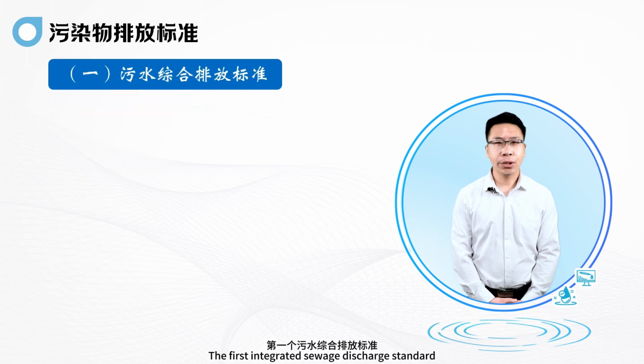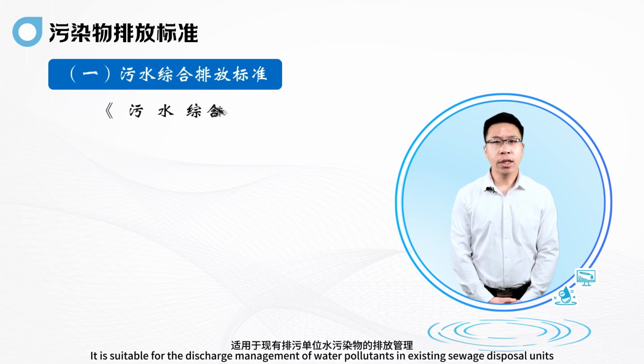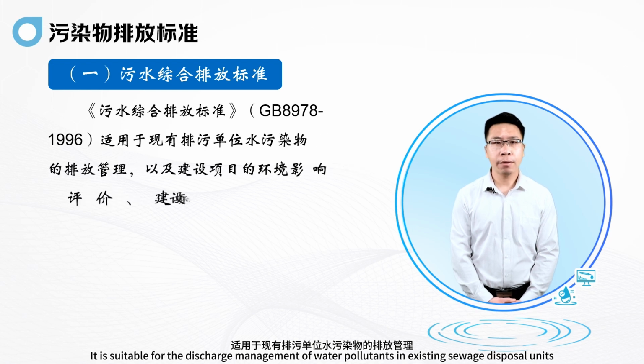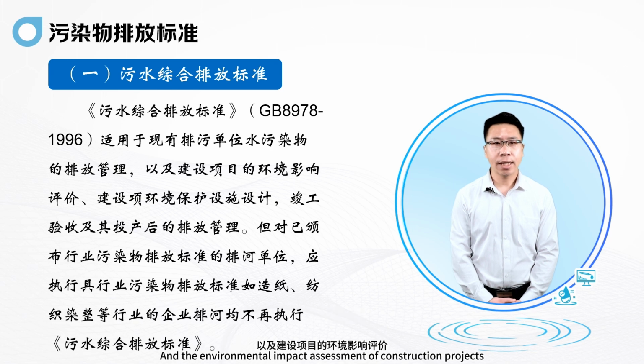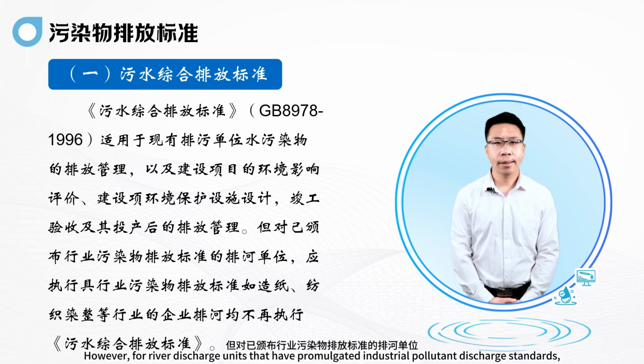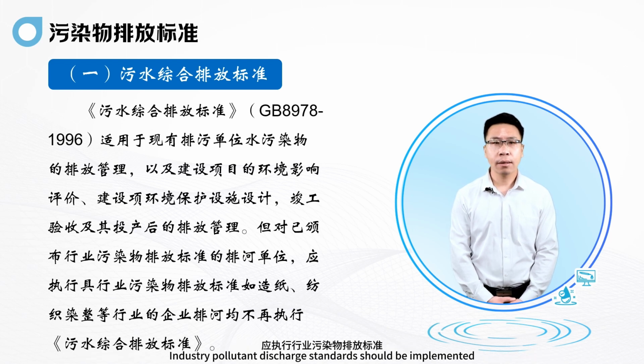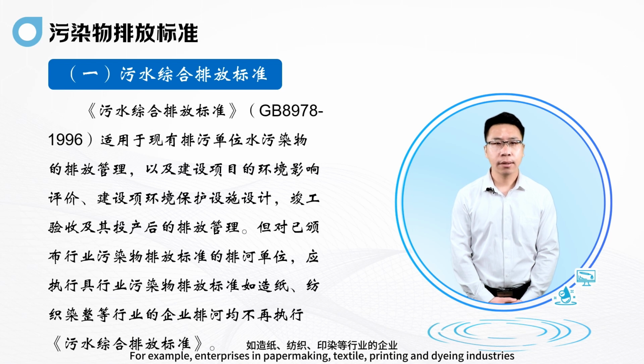The first is the Integrated Sewage Discharge Standard. It is suitable for the discharge management of water pollutants in existing sewage disposal units, and the environmental impact assessment of construction projects, completion acceptance and emission management after putting into production. However, for discharge units that have promulgated industrial pollutant discharge standards, industry pollutant discharge standards should be implemented. For example, enterprises in papermaking, textile, printing and dyeing industries. The Comprehensive Sewage Discharge Standard is no longer implemented for them.